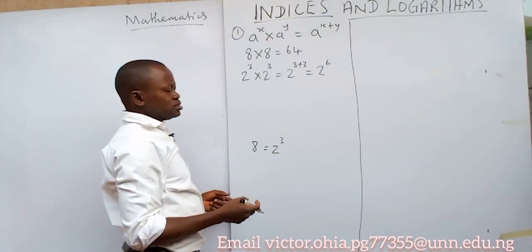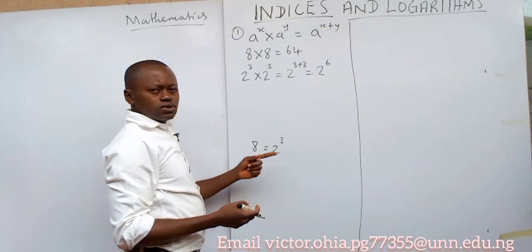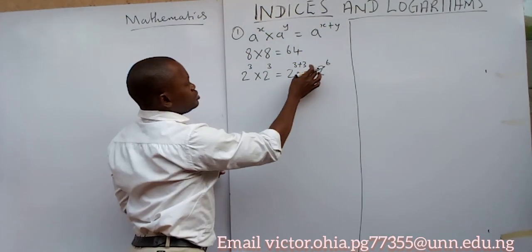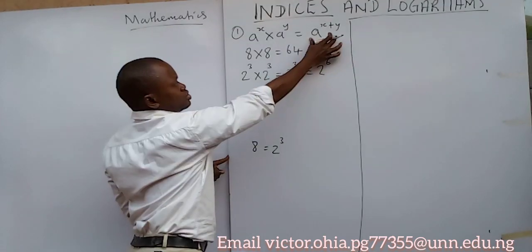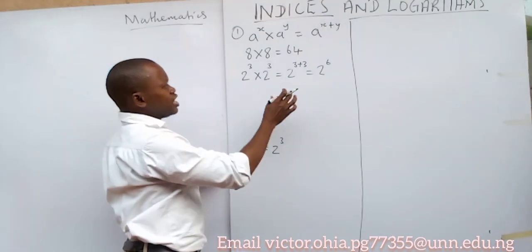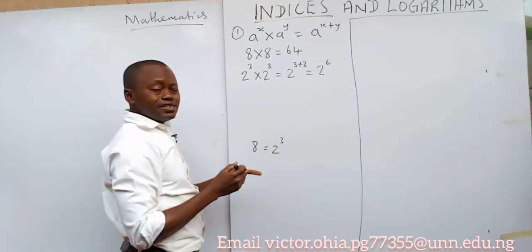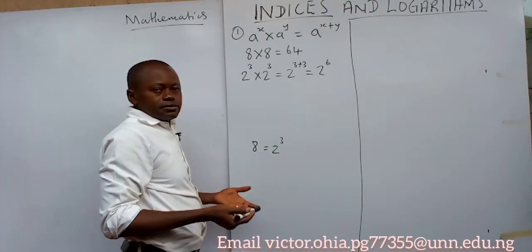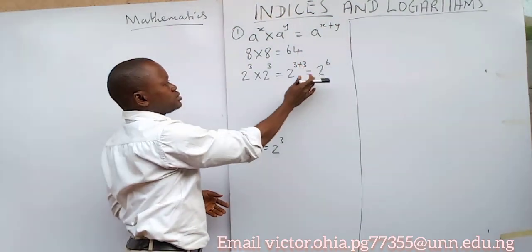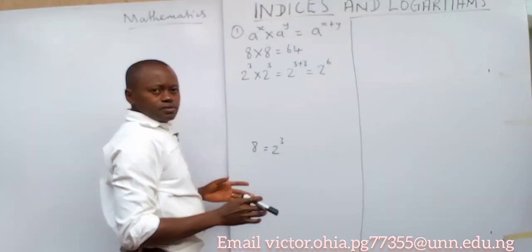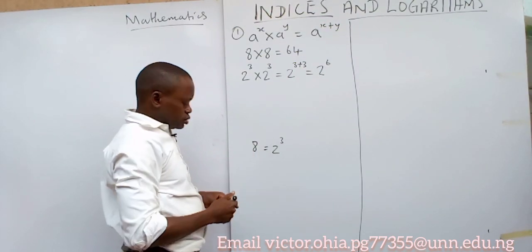2 raised to power 6, that is 2 times 2 times 2 times 2 in 6 places, will give you 64. It then means that this is true: anytime I have numbers that are being multiplied and they are in their index form, I can add their powers and it will give me the same result as when those numbers are multiplied. I'm sure that is very elaborate.